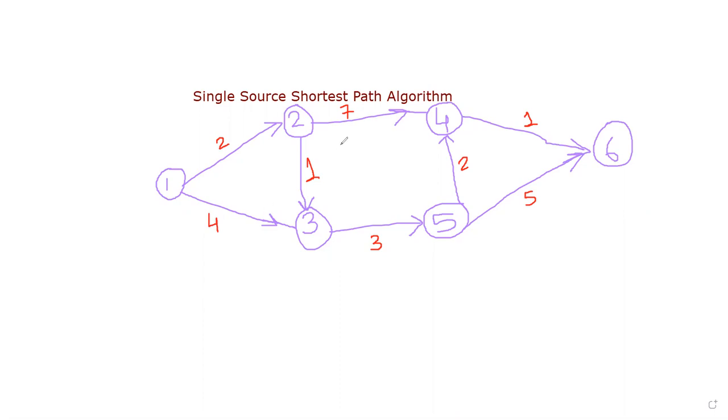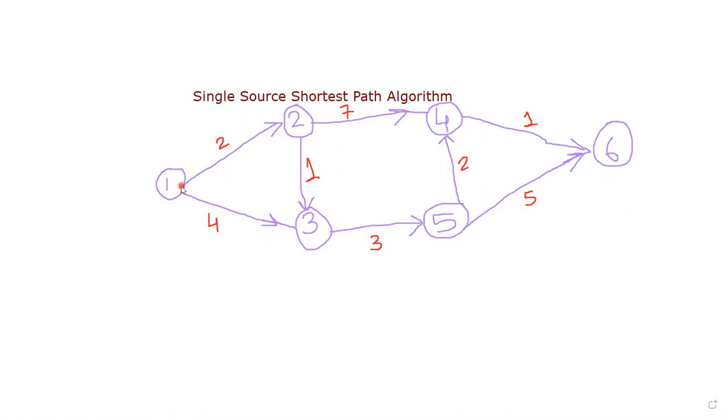So you can see here, this is a weighted graph, isn't it? And we have to find the path from a starting vertex to all the vertices present here. Let us say I am selecting vertex 1 as a starting vertex. Then I have to find all the shortest paths from 1 to all vertices.